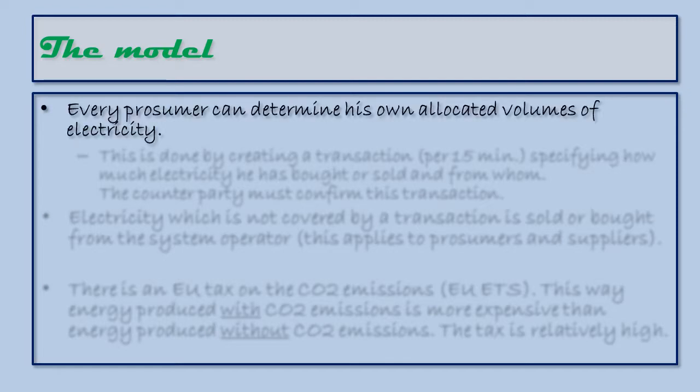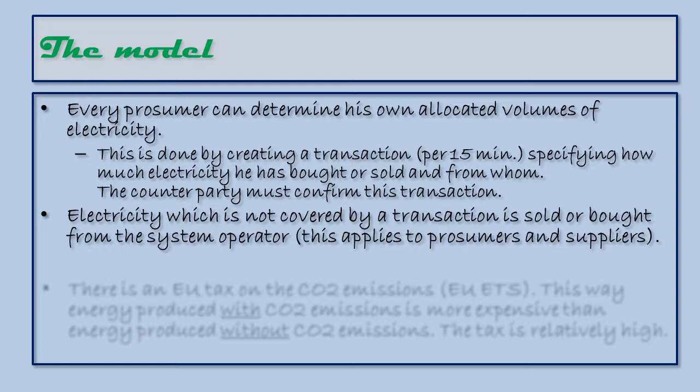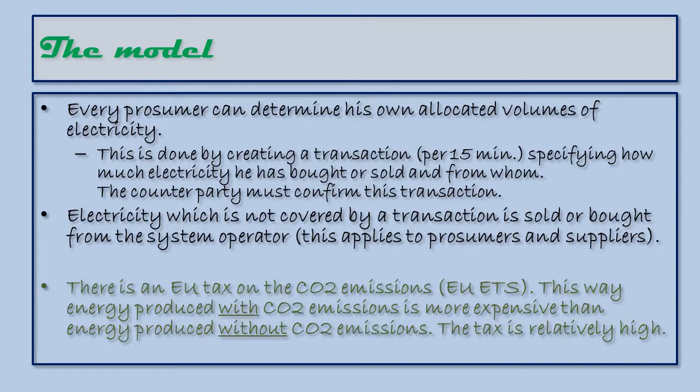Every prosumer can determine his own allocated volumes of electricity. This is done by creating a transaction per 15 minutes specifying how much electricity he has bought or sold and from whom. The counterparty must always confirm this transaction. Electricity which is not covered by a transaction is sold or bought from the system operator. This applies to prosumers and suppliers.